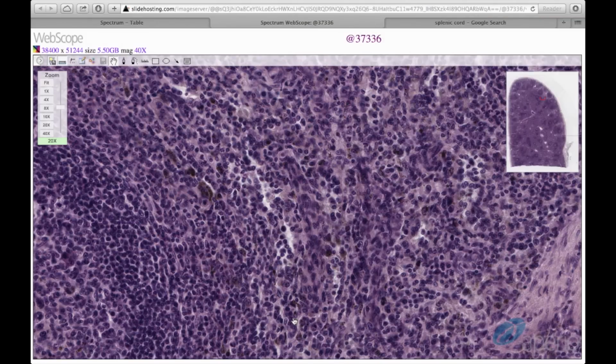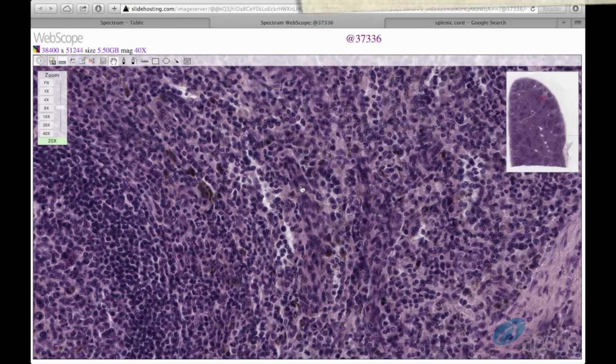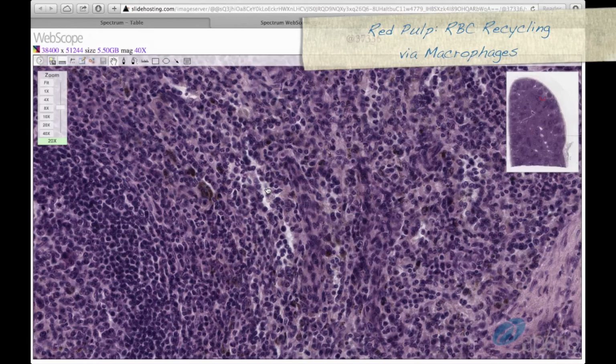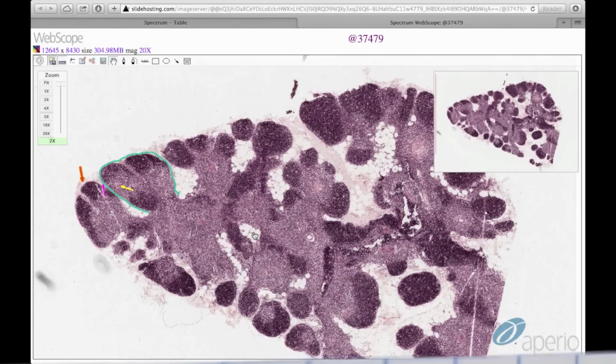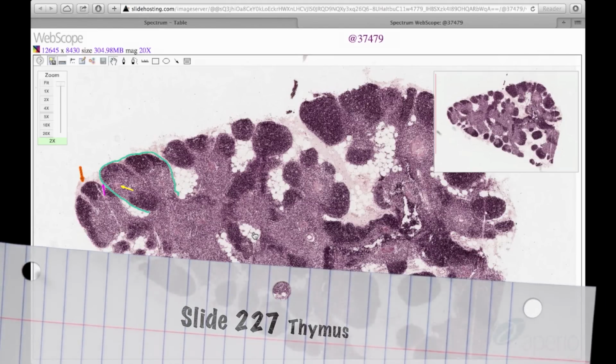We have now zoomed in on the red pulp. Within the red pulp, we can find splenic cords, seen here at the pointer. They are made up of dense, irregular connective tissue. Splenic cords are surrounded by splenic sinuses, seen here at the pointer, similar to the lymph node sinuses. The function of the red pulp in the spleen is to recycle red blood cells, a process which is executed by macrophages. Lastly, we arrive at slide 227, which is a cross-section of thymus stained with H&E.